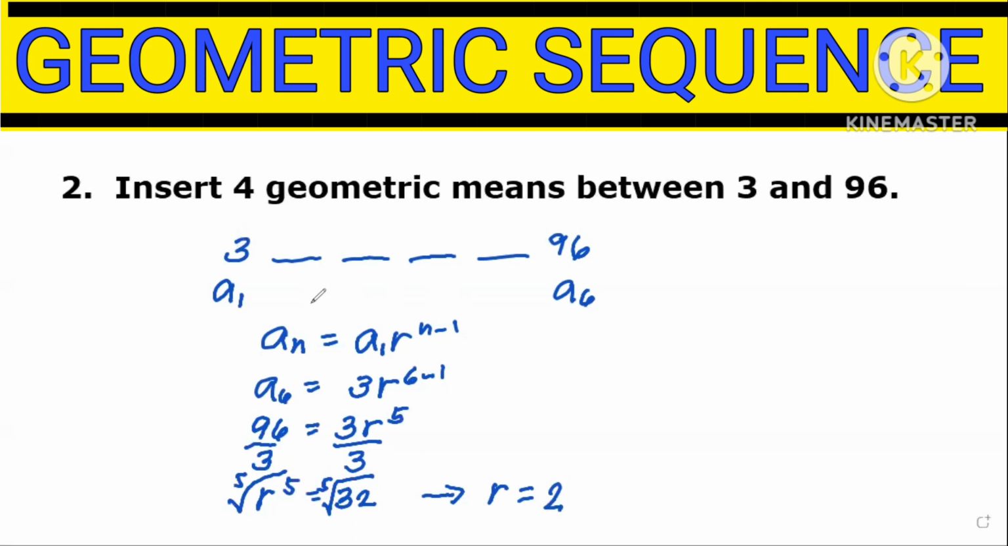Now, to get the geometric means, we simply multiply the first term by 2, which is equal to 6. Then, to get the third term, again, multiply 6 by 2, we have 12. Again, multiply by 2, we have 24. Multiply by 2, 48. As you can see, if we multiply 48 by 2, we get 96. Which means that the 4 geometric means that we solved are correct.